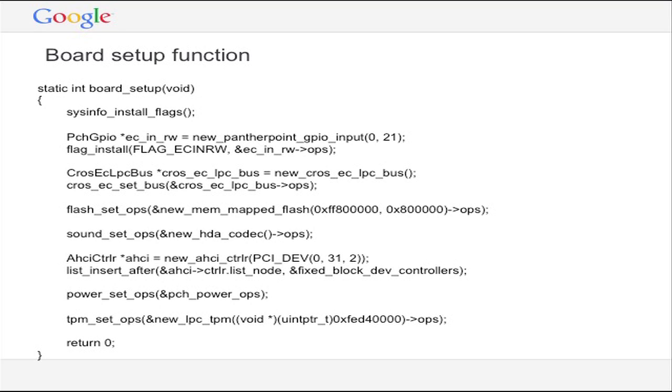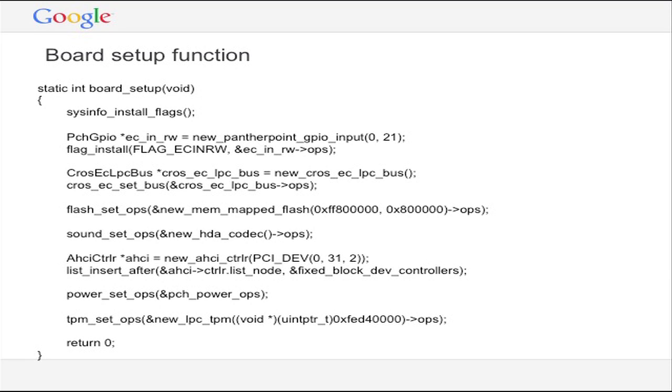The next line is allocating a GPIO driver, or instantiating it, and those are the parameters which say which GPIO it's talking about. I believe that's a bank and a GPIO index, and then it's installing that as the GPIO to read information about whether or not the EC firmware is in its updated read-write copy or in its read-only. Then next is instantiating a driver for the LPC bus, which is specifically for talking to the EC. It's sort of an adapter to talk to the LPC protocol for the EC.